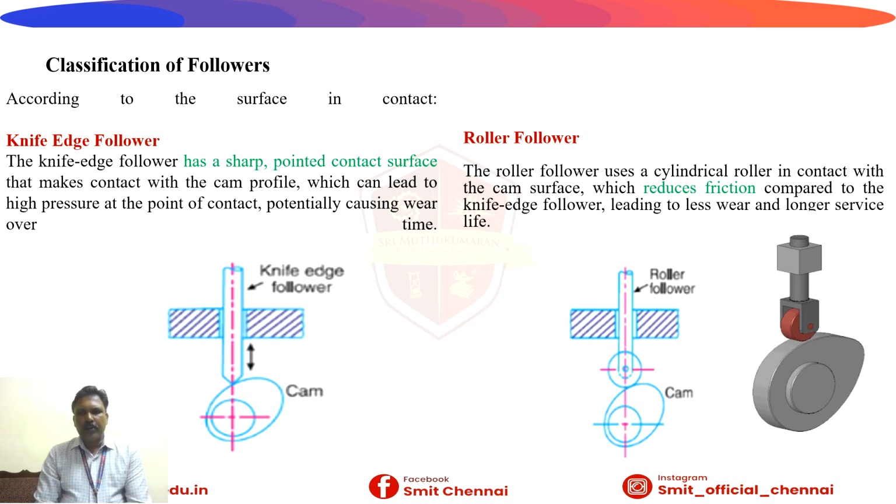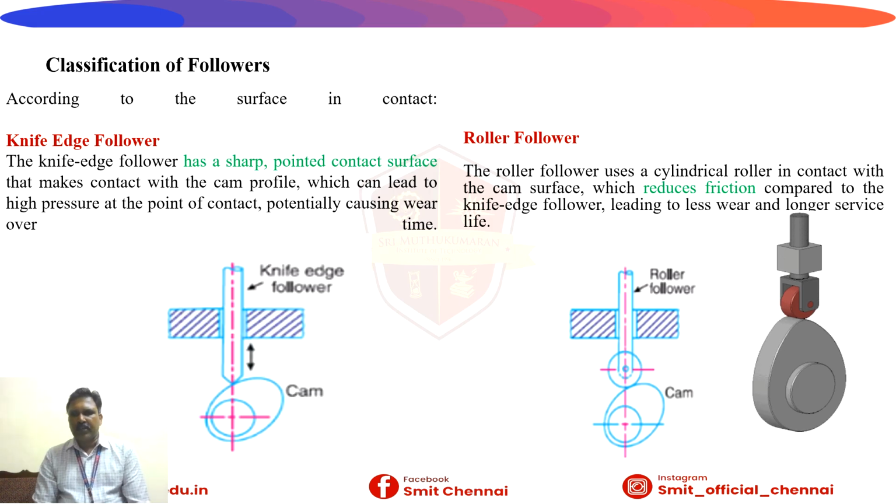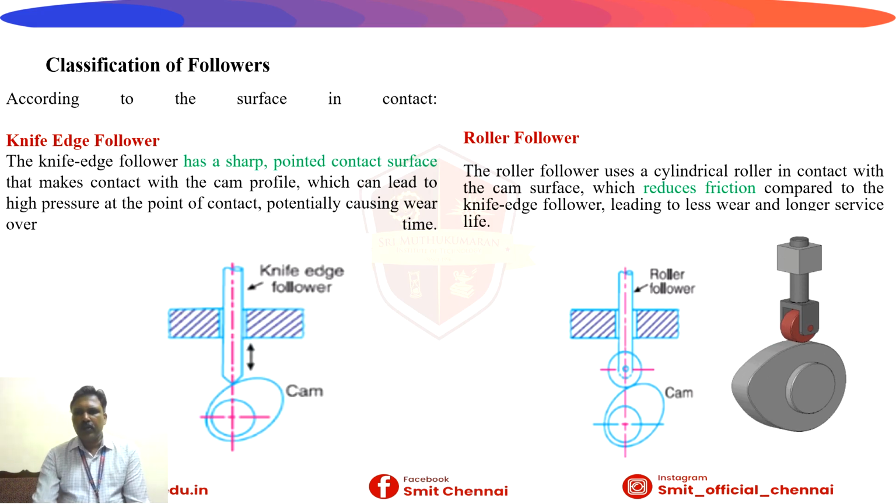Now, as I already told, the various classifications: the knife edge follower we can see in the picture on the left hand side. We have a point contact in that, so the wear will be more. On the right hand side, we can see the roller follower. In this, we have a roller in contact with the cam surface that totally reduces the friction. When compared with the first category, this reduces the friction, which leads to less wear and longer service life.